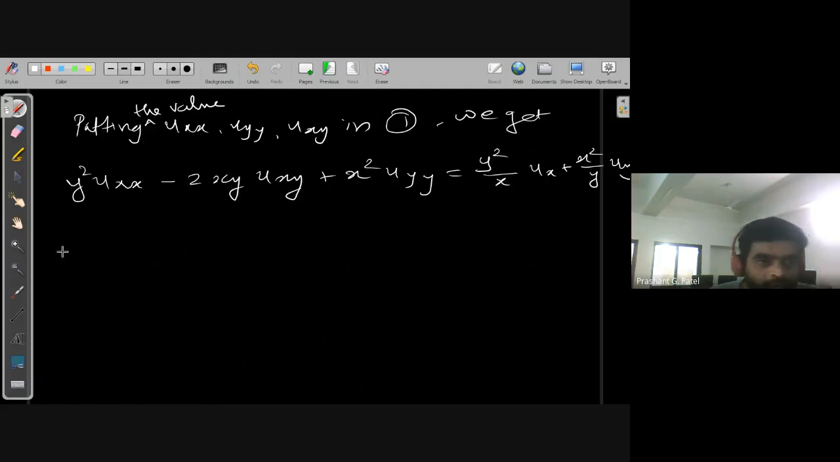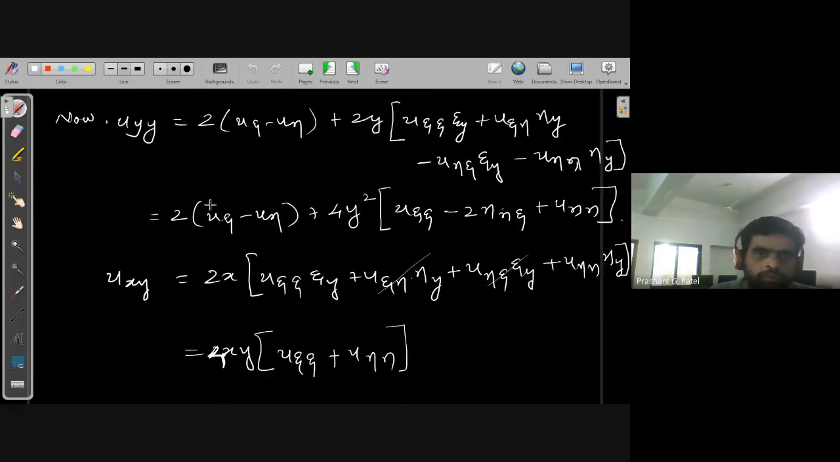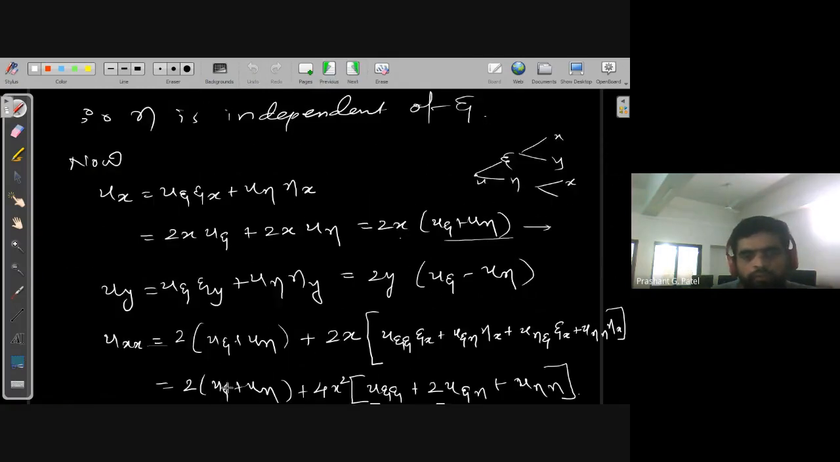And just observe what is y square u xx. u xx is this value. Let us substitute. So we'll have y square into 2 times u xi plus u eta. That is the first thing you will have. Plus 4x square y square.